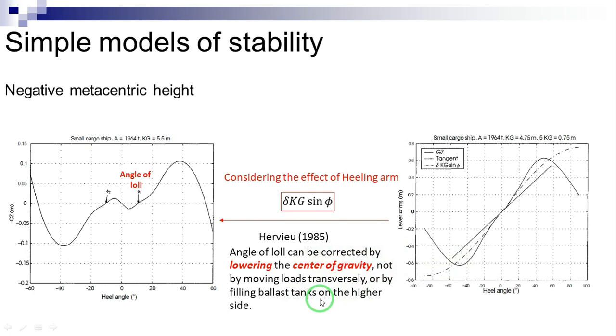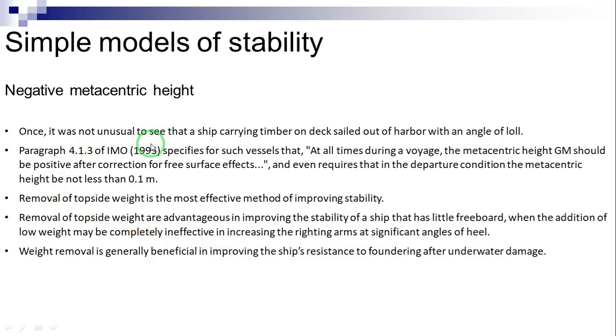Once, it was not unusual to see a ship carrying timber on deck sail out of harbor with an angle of loll. Today, paragraph 4.1.3 of IMO 1995 specifies for such vessels that at all times during a voyage, the metacentric height GM should be positive after correction for free surface effects, and even requires that in the departure condition the metacentric height be not less than 0.1 meters.